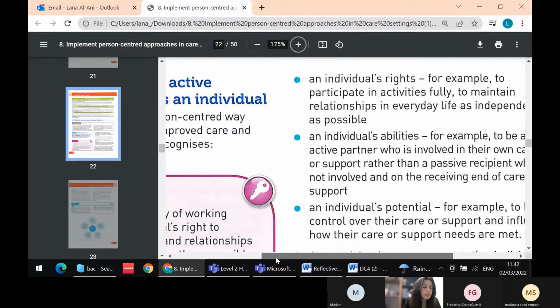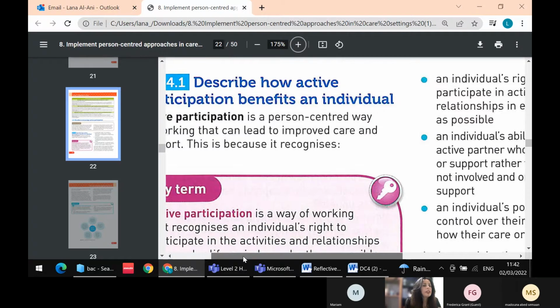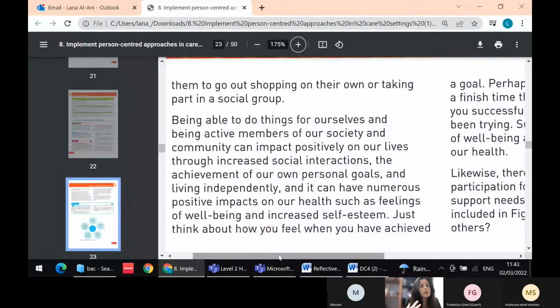Yes. And also, as we said here, being able to do things themselves and feel involved, they will be active, and that will make a huge positive impact on their lives. It will increase their social interaction, make them happy, make them take part, and they will achieve their personal goal of being independent. Because they are vulnerable, their main goal is to be independent. They don't like to rely on others. So if you encourage them to take part, to be actively part of this, that will make them feel independent, and that will build or increase their self-esteem.